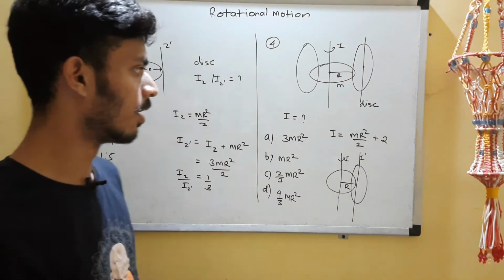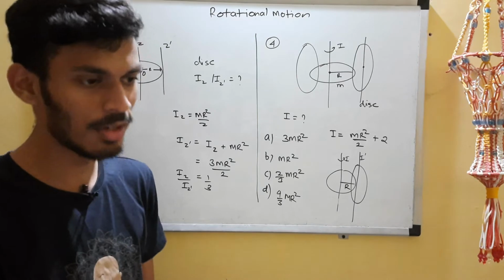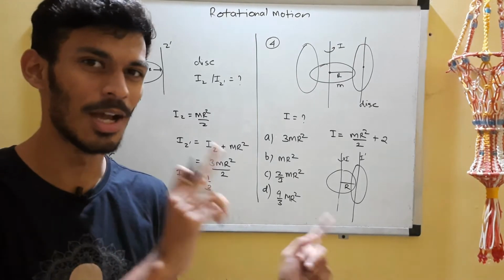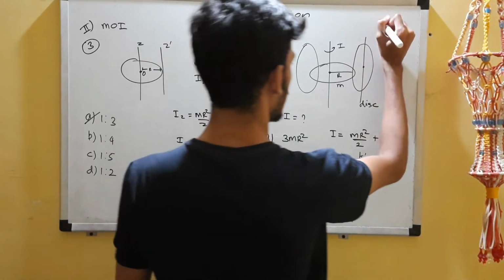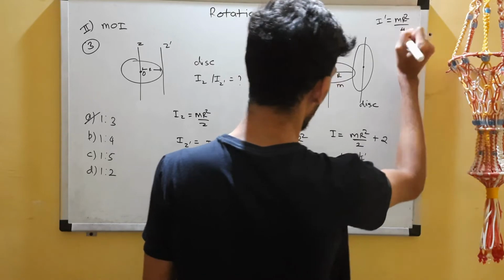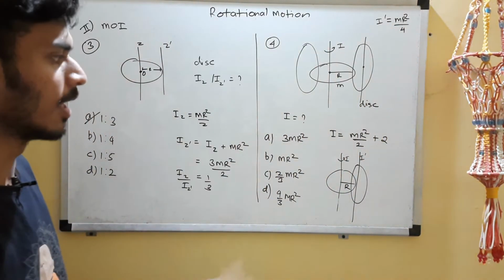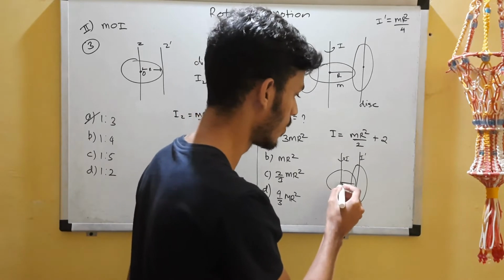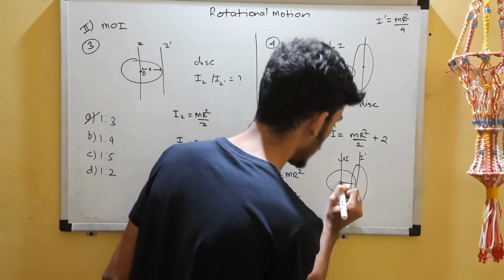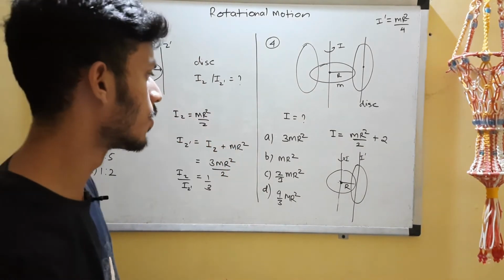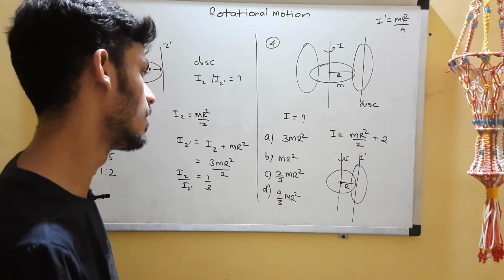In that case, what is the moment of inertia of a ring along the diameter? It's mr square by 4. Please remember that. So I dash will be nothing but mr square by 4. But it is the moment of inertia about the diameter, not this axis. We have to find the moment of inertia about this axis. You can see that the two of them are parallel, so we can use the parallel axis theorem over here.